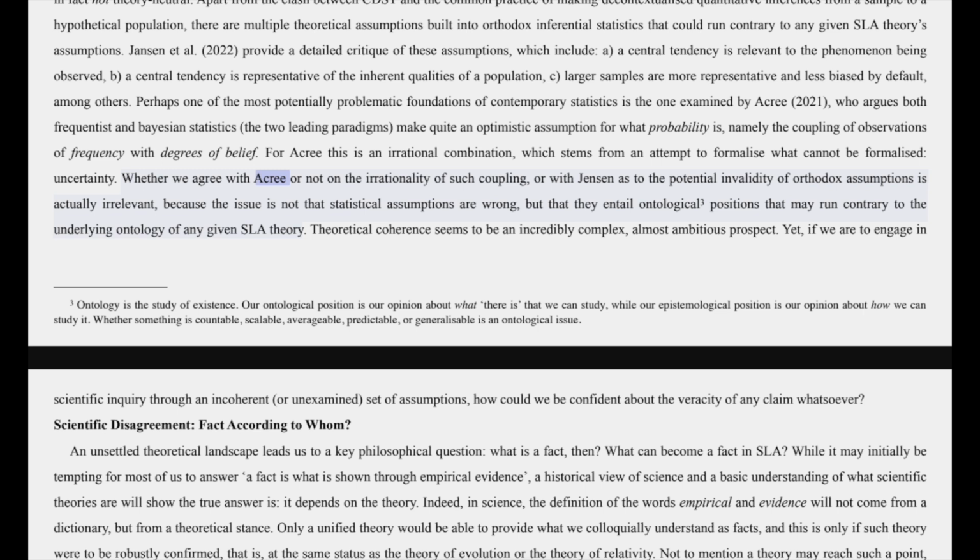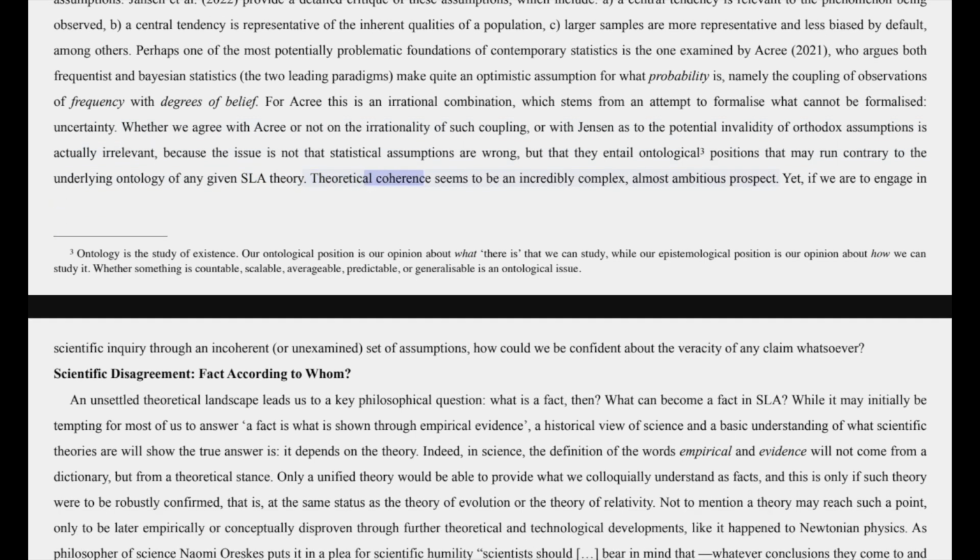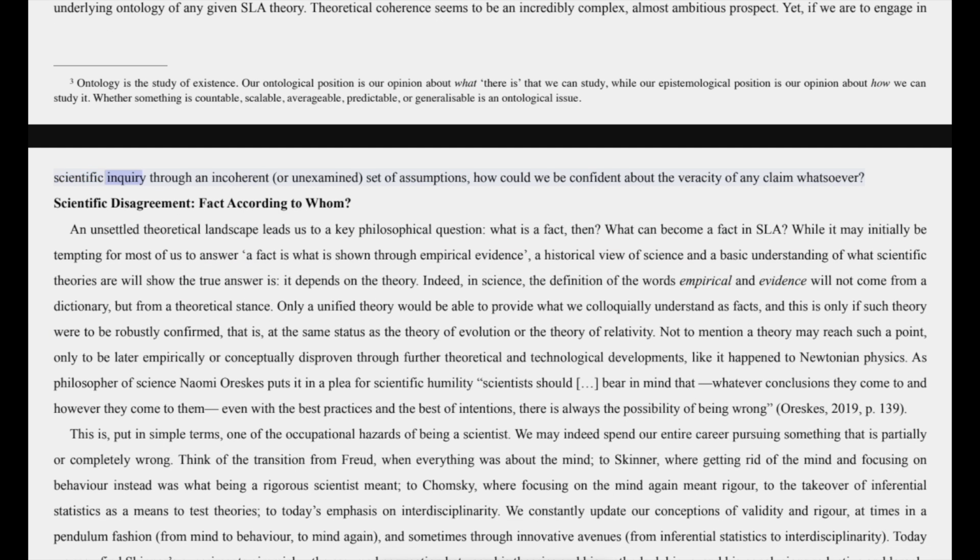Whether we agree with Cree or not on the irrationality of such coupling, or with Janssen as to the potential invalidity of orthodox assumptions, is actually irrelevant. Because the issue is not that statistical assumptions are wrong, but that they entail ontological positions that may run contrary to the underlying ontology of any given SLA theory. Theoretical coherence seems to be an incredibly complex, almost ambitious prospect. Yet, if we are to engage in scientific inquiry through an incoherent or unexamined set of assumptions, how could we be confident about the veracity of any claim whatsoever?